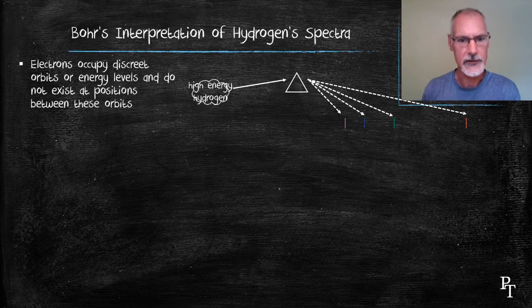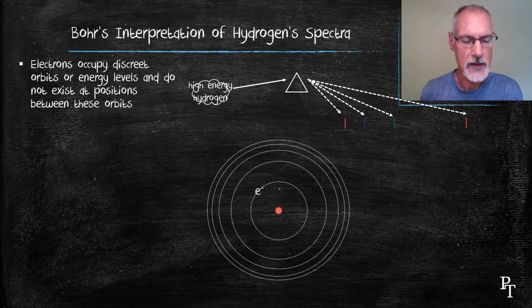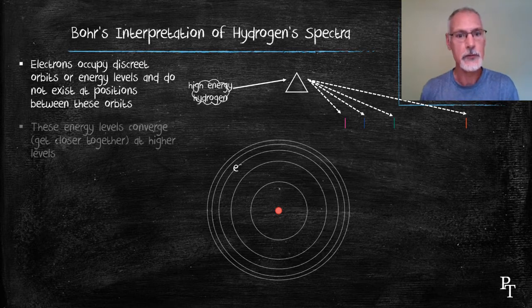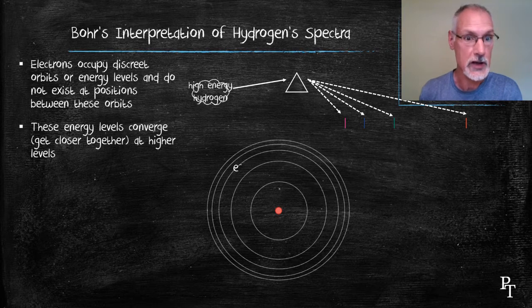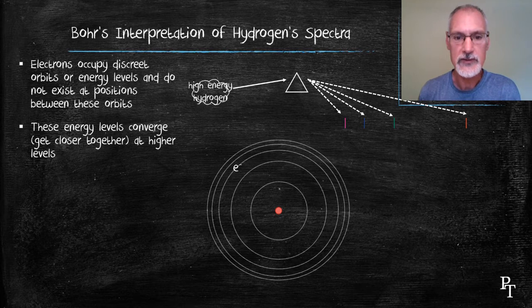Bohr came up with a few ideas concerning the spectrum. First off, he believed that the electron could only exist at certain discrete intervals of energy and not in between. So the electron either existed on the first energy level, the second energy level, perhaps the third energy level. It didn't exist at any point in between those. As the energy levels moved further out from the atom, they converged or got closer together. This was evident from looking at the spectrum. We can see as we move to higher energy levels, the blue light and the violet light, that they start to get closer together.